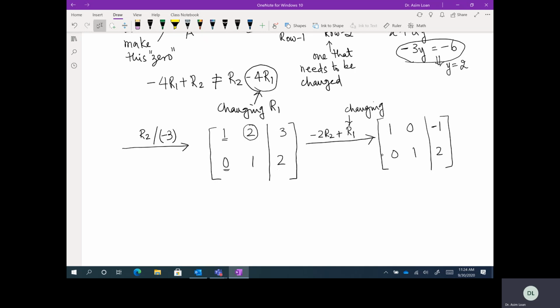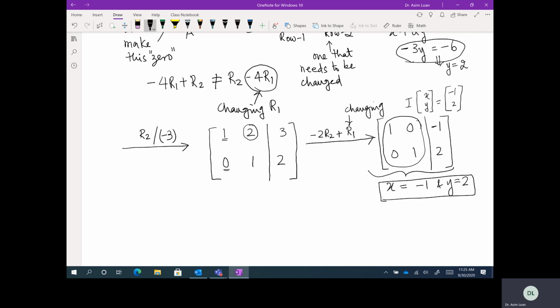And this system of equations is nothing more than saying x equals minus 1, because this is an identity matrix. So I times x, y equals minus 1 and 2. So all I'm going to say is x is equal to minus 1 and y is equal to 2, which is exactly the same as the solution that we got in the first two cases.